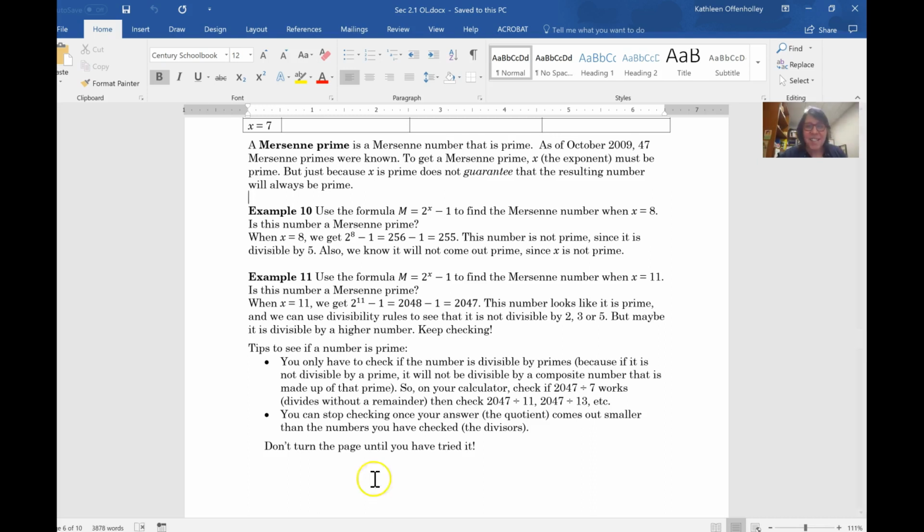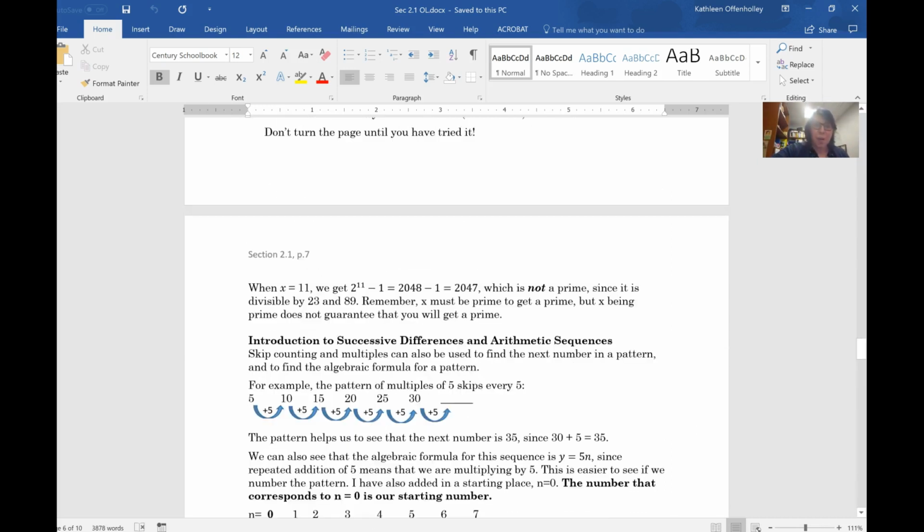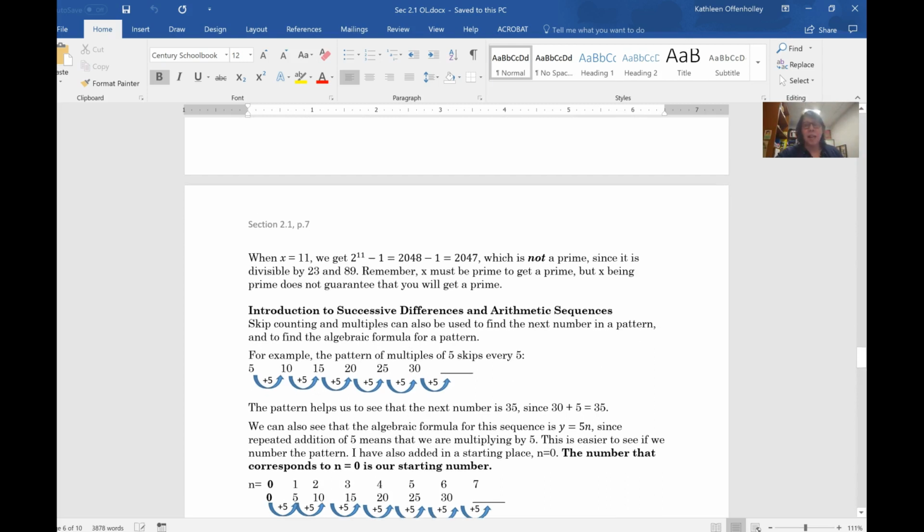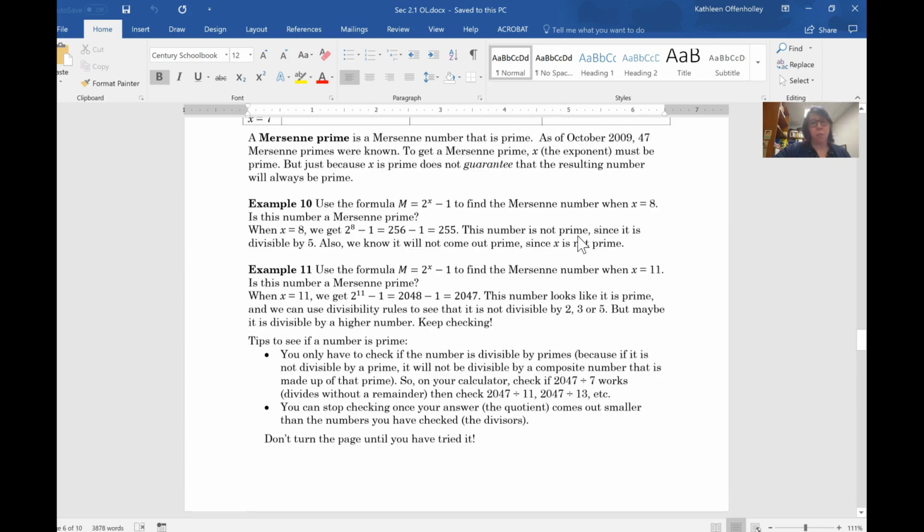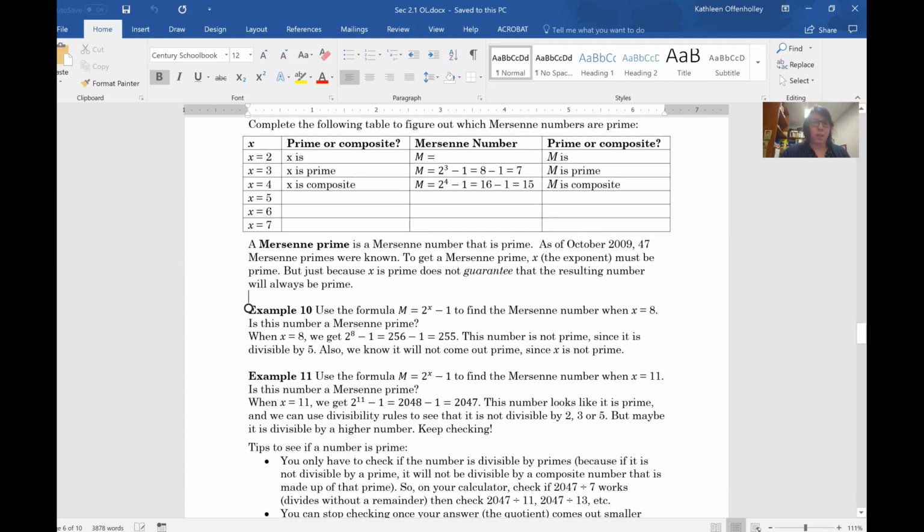All right? So now you know something about Mersenne primes, which is that you are not guaranteed to get a prime number out. Most of the time when you put in a prime, you get a prime, but sometimes you don't. And in fact, there is no guaranteed formula that will always give you a prime number.